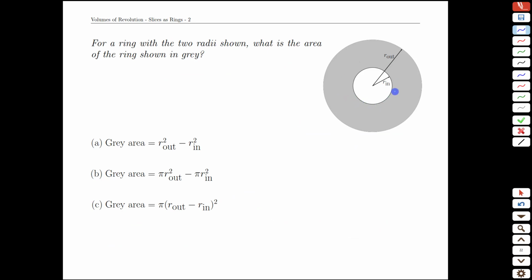Now if we look down on that same ring from above, it would look like this shaded region here with the hole missing in the middle. Take a moment to think about what the area of that shape is, the shaded in region, and then we'll come and check in on that.